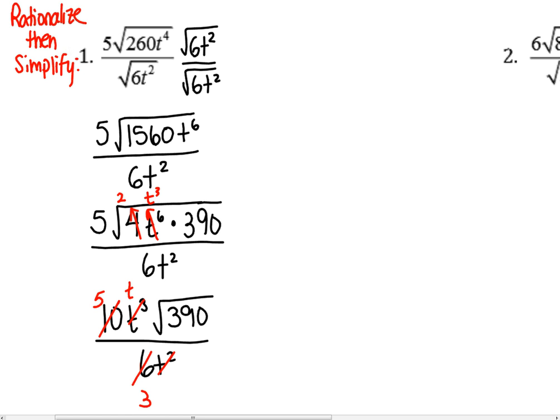So the only restriction in this case is t can't be 0. Okay? Because of the power of 4 and the power of 2 inside that square root, if it was negative, it comes out positive, no big deal, but you still have it on the denominator, and so it can't be 0.